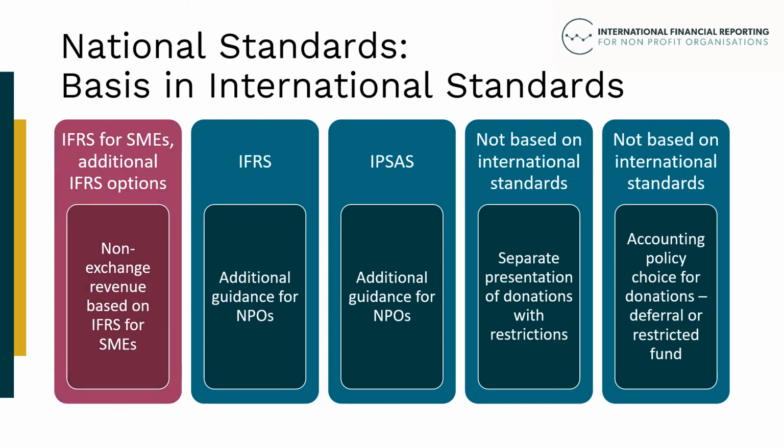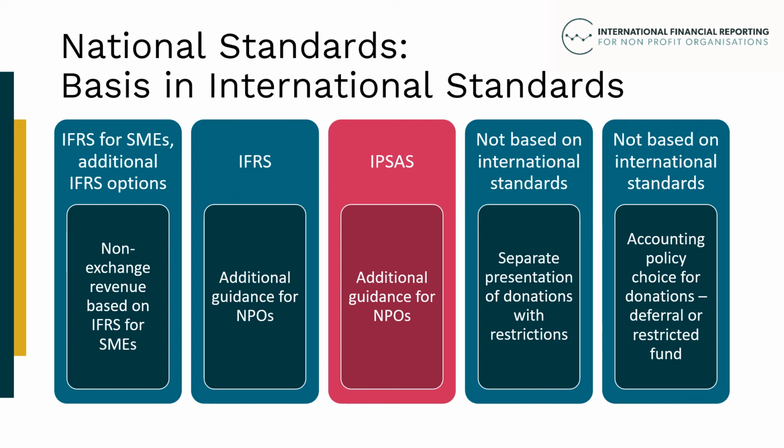One set of national standards are based on IFRS for SMEs, with additional options based on IFRS permitted. This jurisdiction extends the IFRS for SMEs treatment of government grants to other non-exchange revenue. Another jurisdiction has national standards based on IFRS, which provide additional guidance for NPOs when recognising revenue. Another jurisdiction has national standards based on IPSAS. Again, additional guidance for NPOs is included.